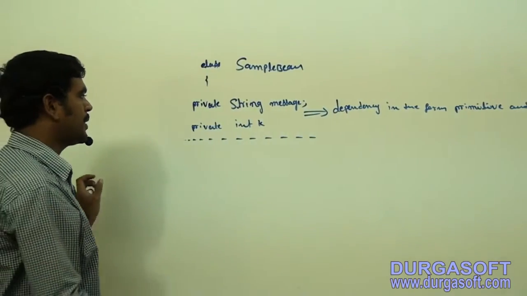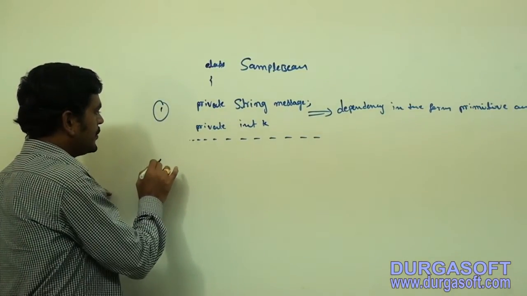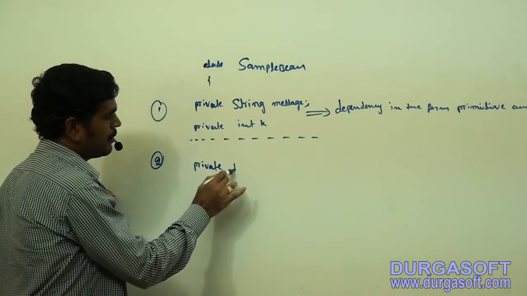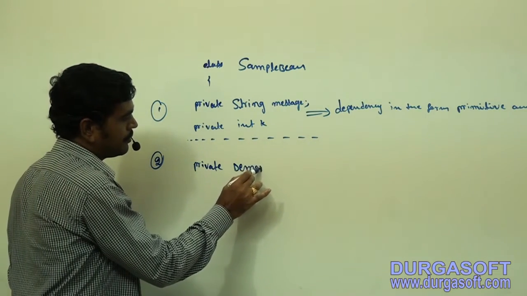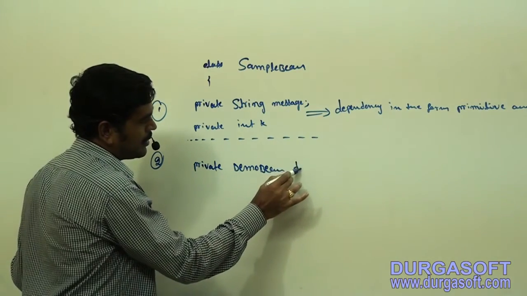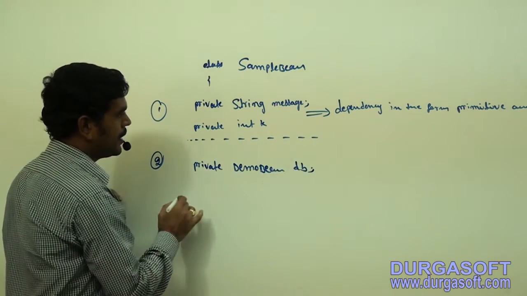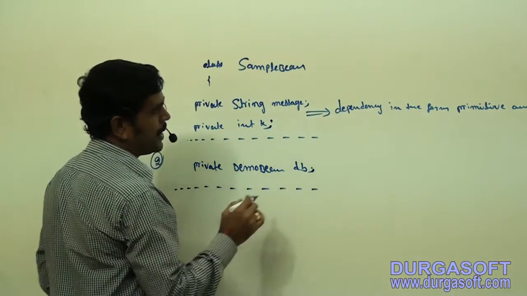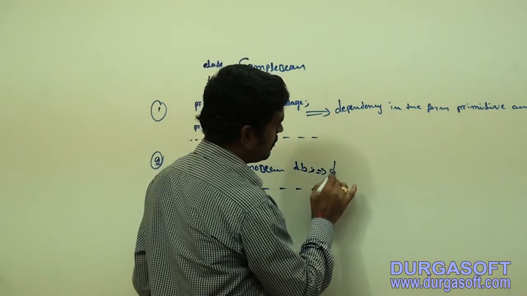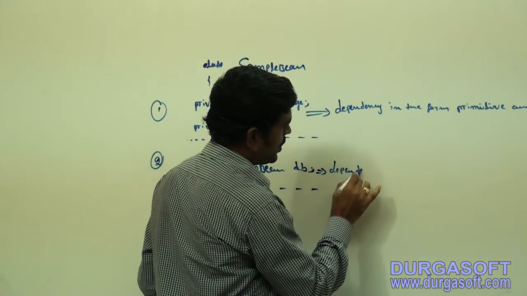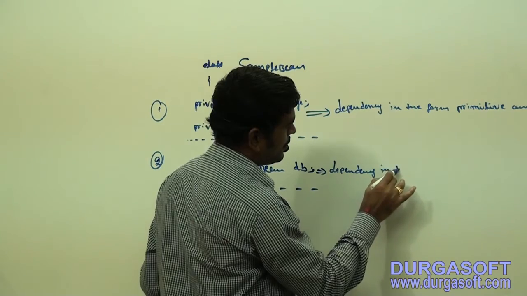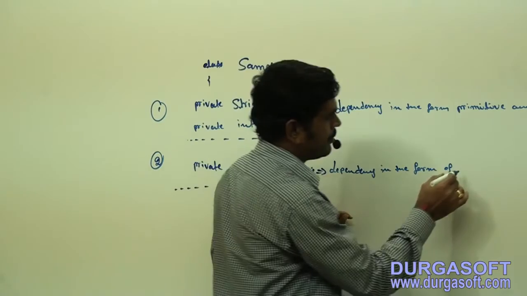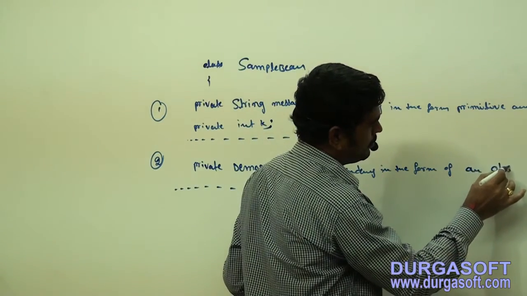Then number two, private DemoBean db. This is what? Dependency in the form of an object.